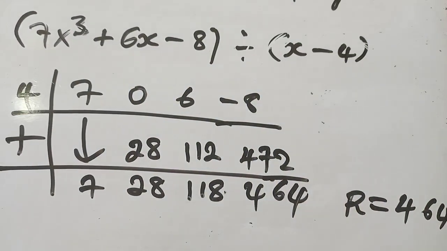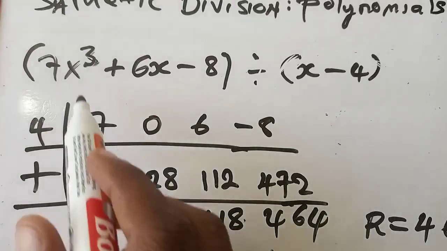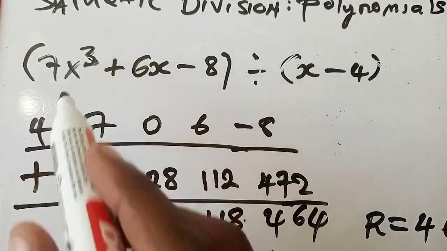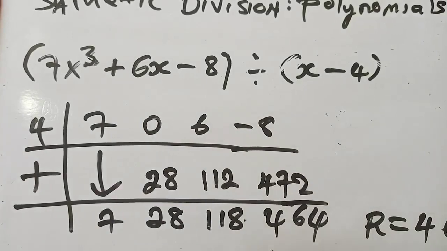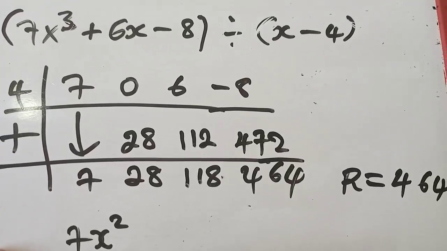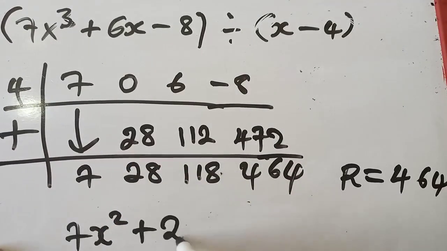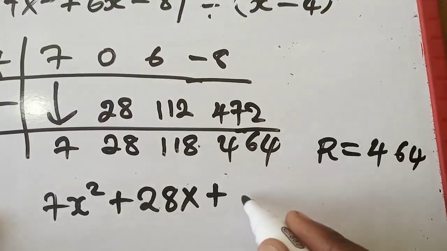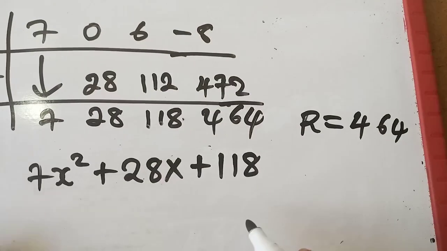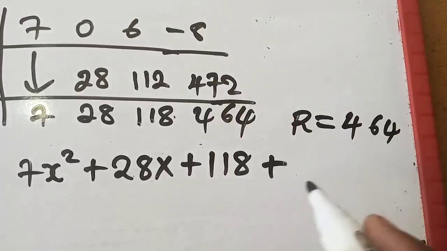So now how do you write your answer when it has a remainder? You write it the same way. So this is 7, this is the answer. This one is to the power 3, so we are going to write it as 7x to the power 2. The second one, you are supposed to reduce the power. That is positive 28x, like that. Then plus 118, like that. Now this is the remainder, so you're going to add the remainder.